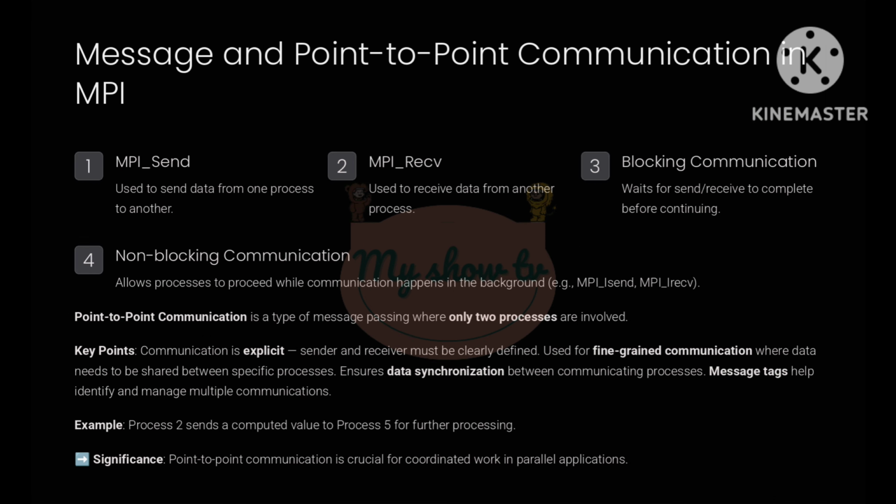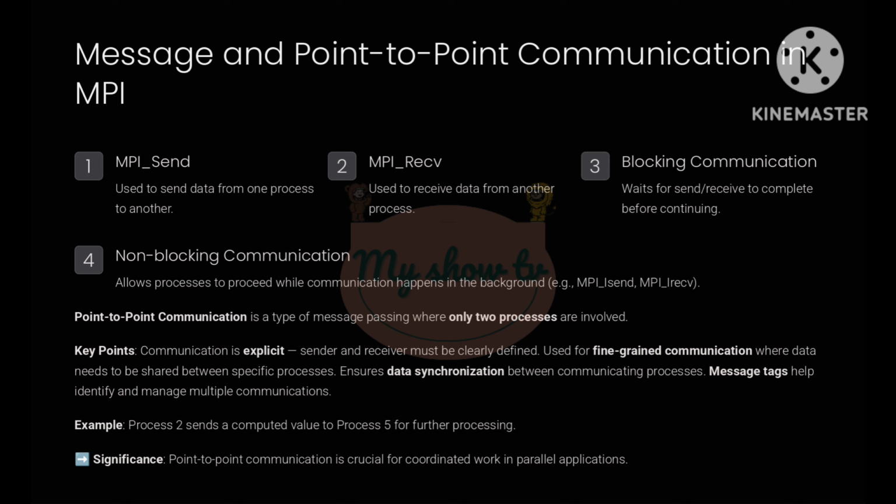Slide 3. Message and point-to-point communication in MPI. Now let's focus on point-to-point communication, which is the simplest form of communication in MPI, involving just two processes. Two fundamental MPI functions are MPI_Send, to send data from one process to another, and MPI_Recv, to receive data. In point-to-point communication, both sender and receiver must be clearly identified, including the data's size, type, and tag. Blocking communication means the process waits until the message is sent or received, ensuring synchronization. In contrast, non-blocking communication, like MPI_Isend and MPI_Irecv, allows processes to continue working while waiting for communication to complete.